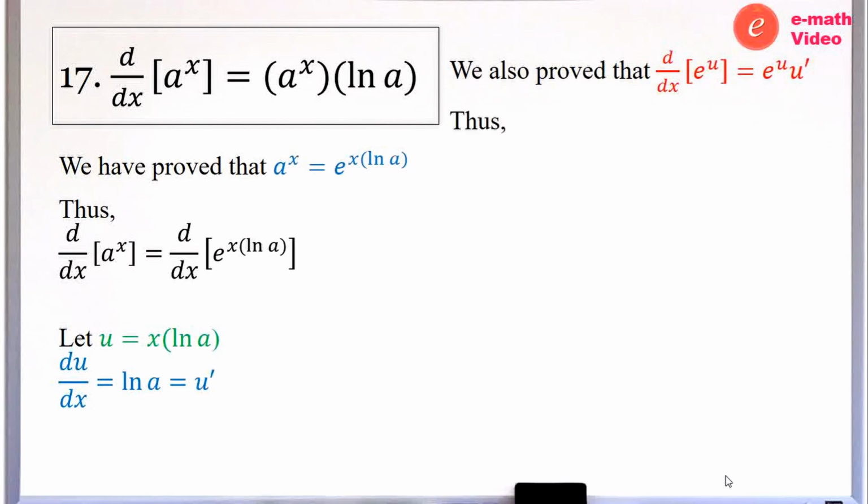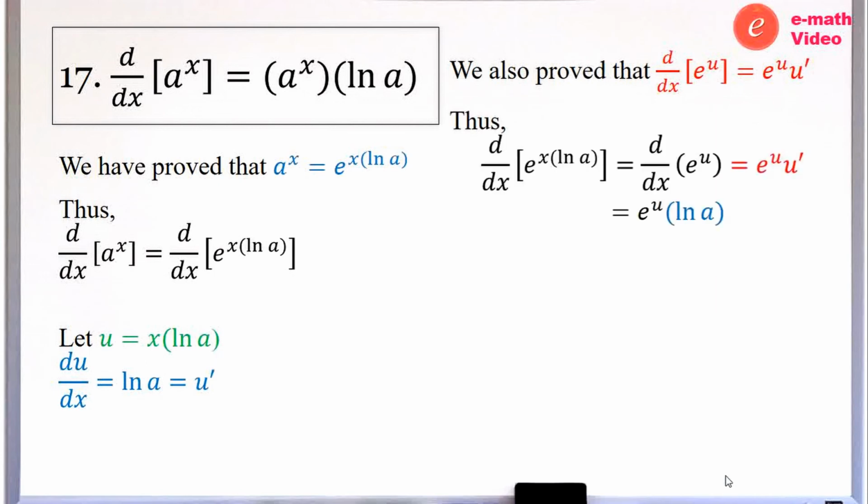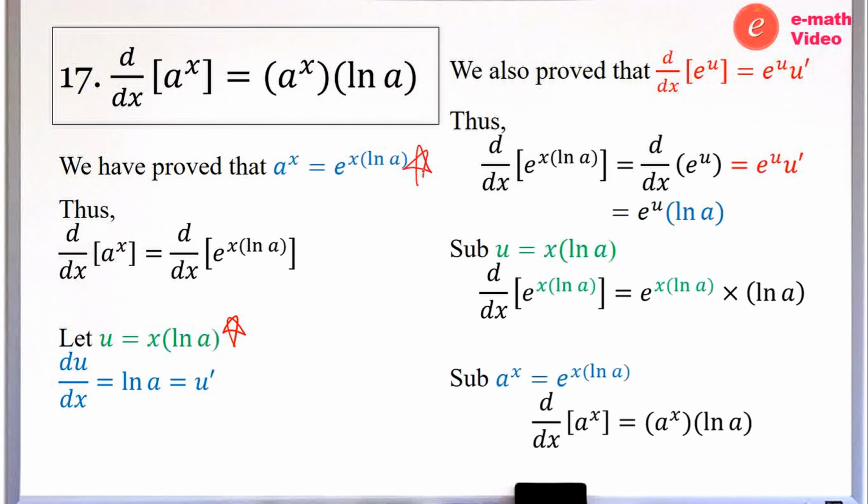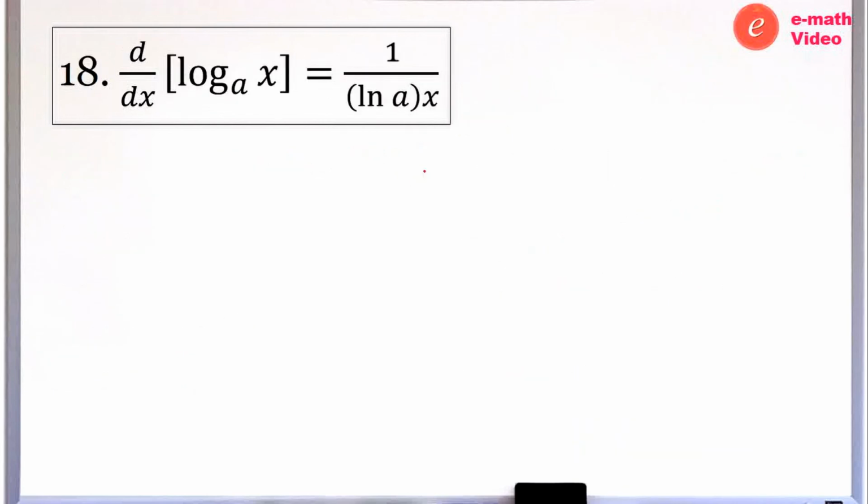By using our friend chain rule, we will write this. And this u prime equals blue color ln a. Substitute u equals x times ln a, because just now we let it be x here, right? So we will get this. Just now we also let a power x equal e power x ln a, right? So we sub it back. We'll get the derivative of a power x equals a power x times ln a. Proven, number 17.